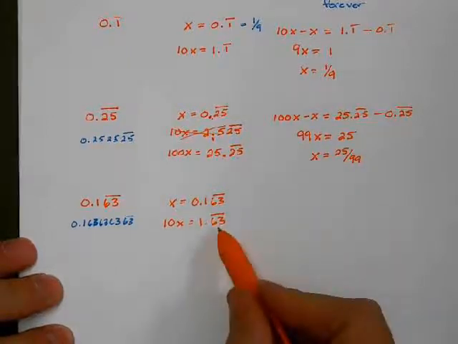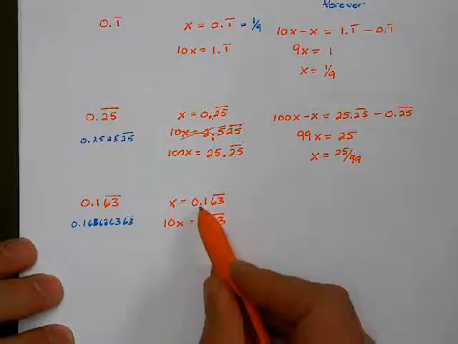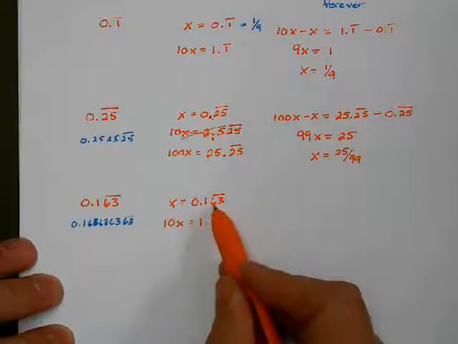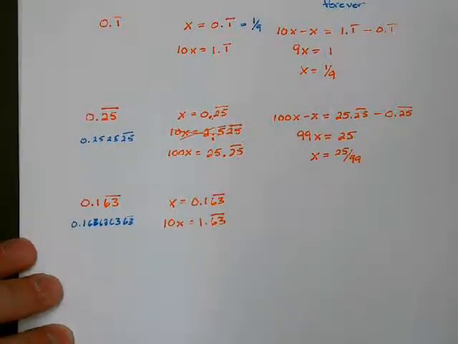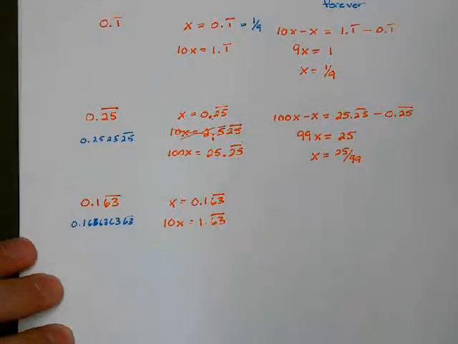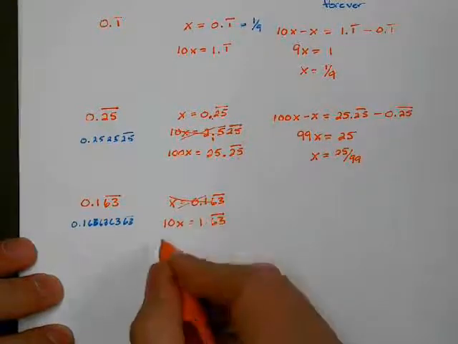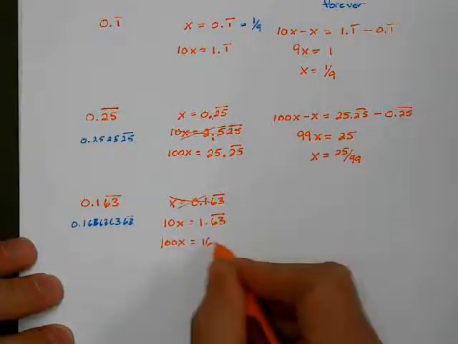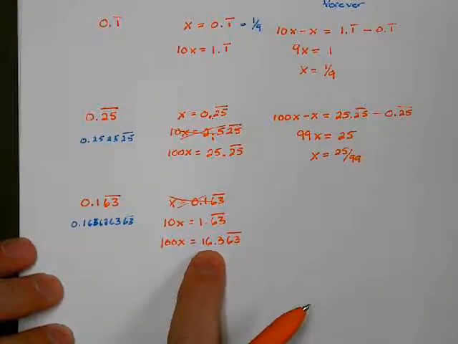I want the repeating portion right next to the decimal. I can't use this one up here because the repeating portion is over here in the hundredths place, not in the tenths place. I need to get the repeating portion right next to the decimal. So I don't want to use this one. This one's good. I've got the repeating portion right next to the decimal. So I'm going to do 100x. So that just moves the decimal over another one. So this would be 16.363 repeating. I can't use this one because the repeating portion is not next to the decimal.